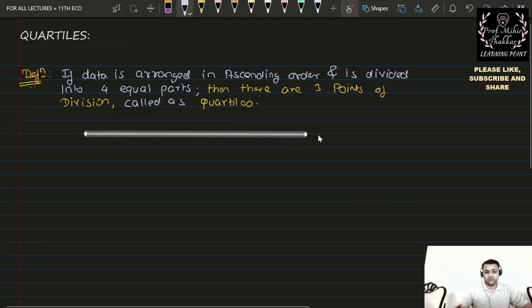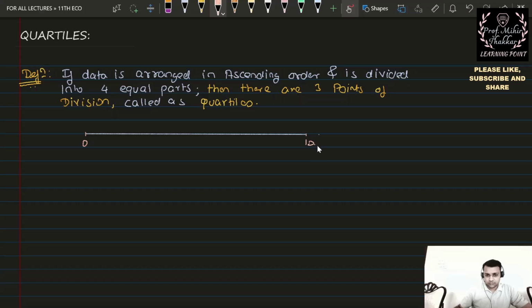Suppose, guys, if you have a scale, let us say from 0 to 100, and when I want to divide this scale into four equal parts, you can see that there are 3 points: first point, second, and third. So these 3 points of division, they are called as quartiles, denoted as Q1, Q2, and Q3.